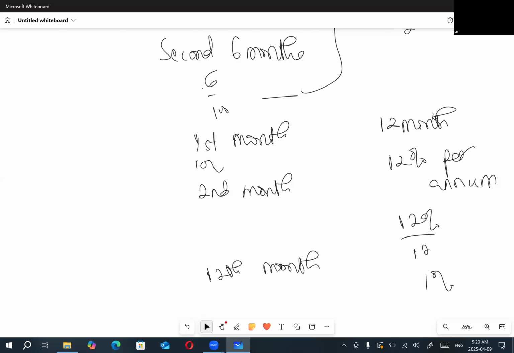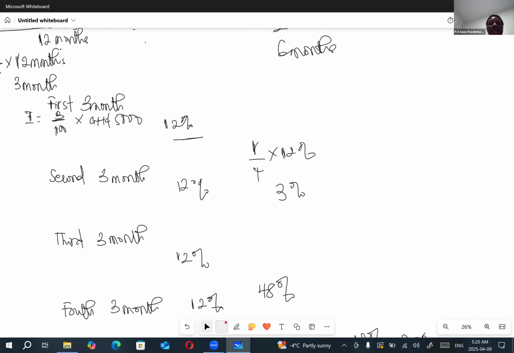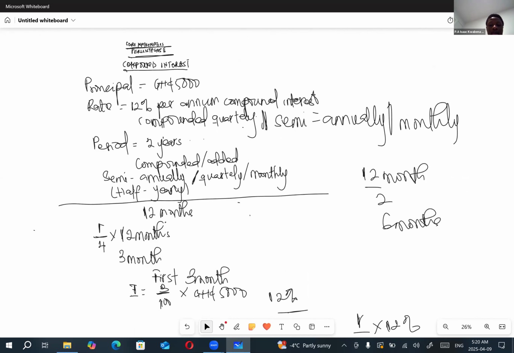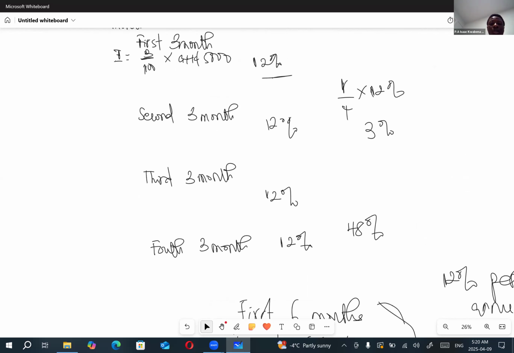So I have just 10 minutes. I would have loved to solve this question. Let me see if I can. Same question. I'm now going to erase. Let's start solving. I'll solve to a point, then you go and finish up. So 12% per annum compounded quarterly, for 2 years.